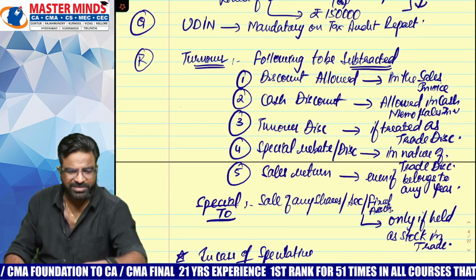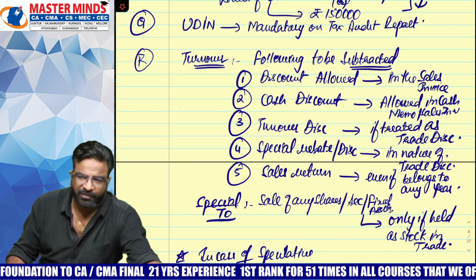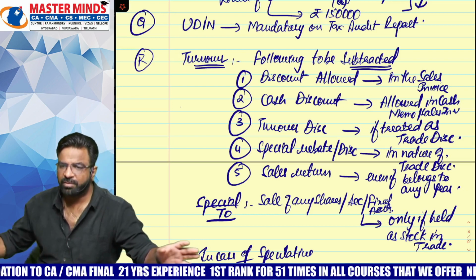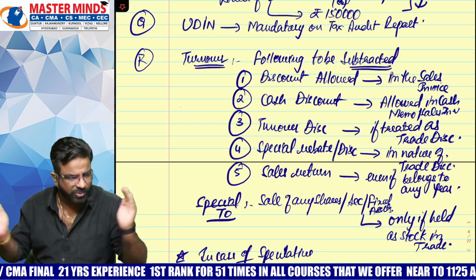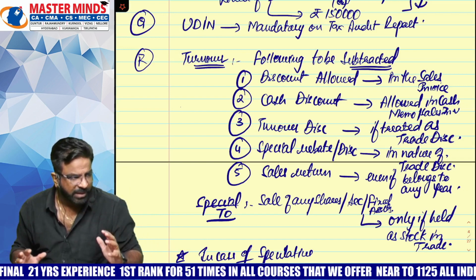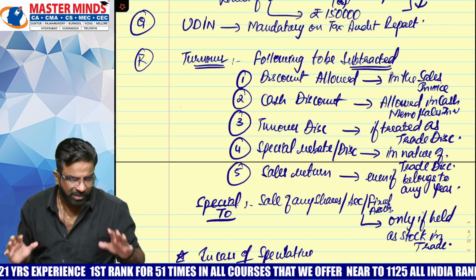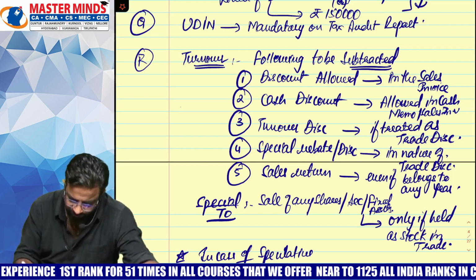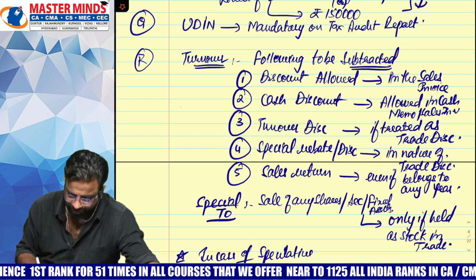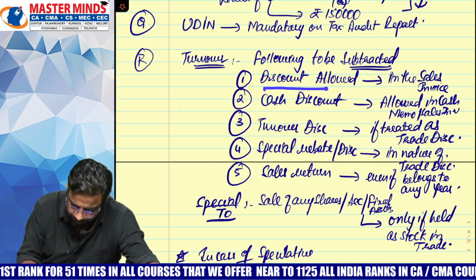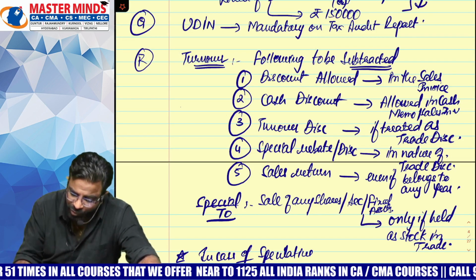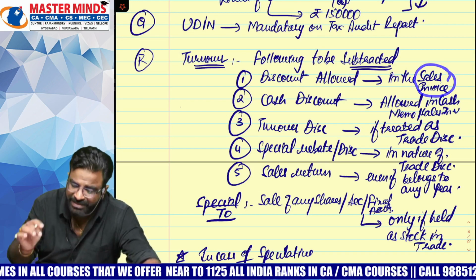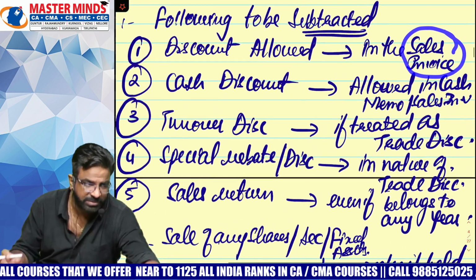Now I will tell you in a very simple way. The definition of turnover is quite huge in your ICA material. Big lines, everything is given. I will make it pretty short for you to understand. If they ask you the definition of turnover, you simply have to see what is to be subtracted. What is the first thing? Only if the discount is shown in which invoice? Sales invoice. Always remember these rules.